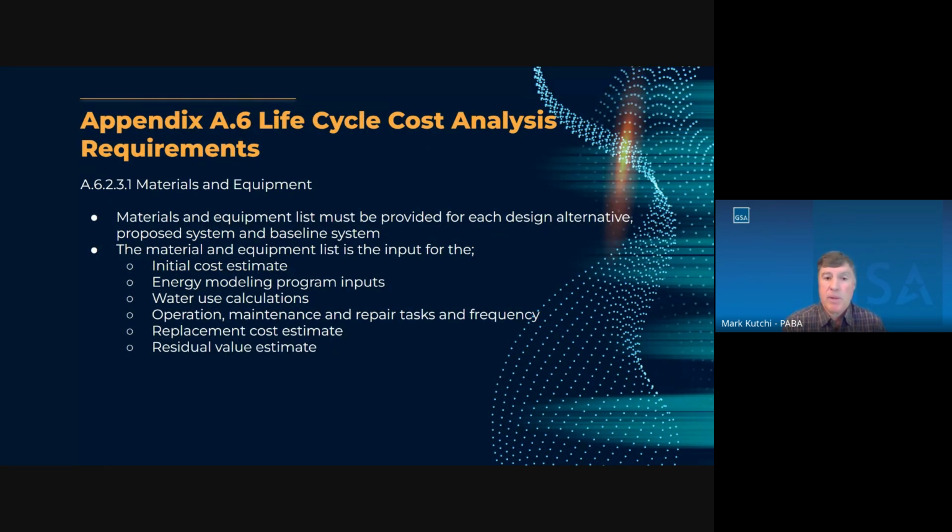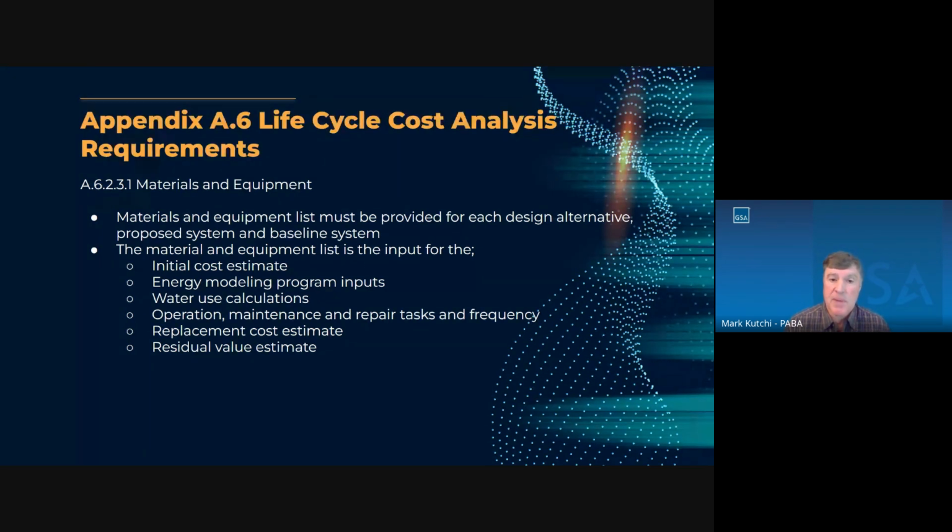A materials and equipment list must be provided for each design alternative, proposed system, and the baseline system. So this material and equipment list of the alternatives is the input for the initial cost estimate. It's the input for the energy modeling program. It's the input for the water use calculations.